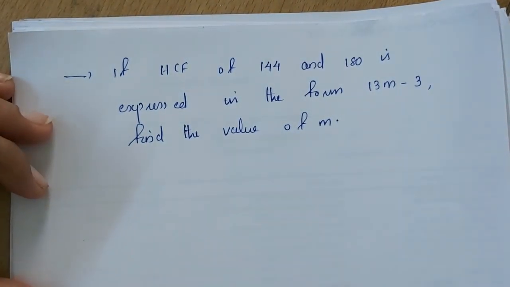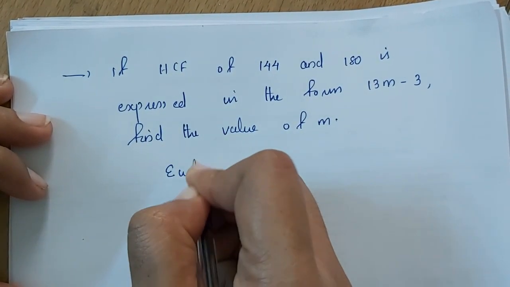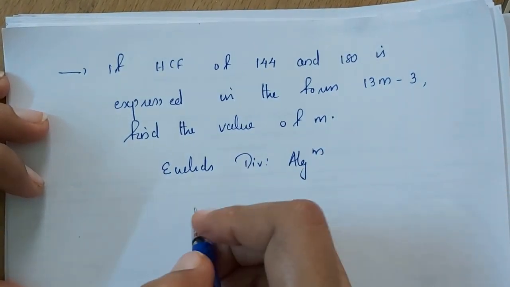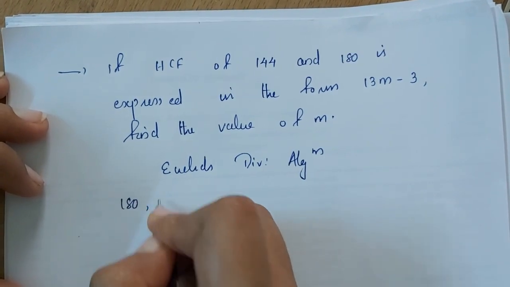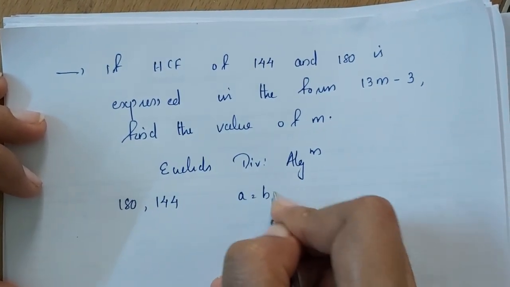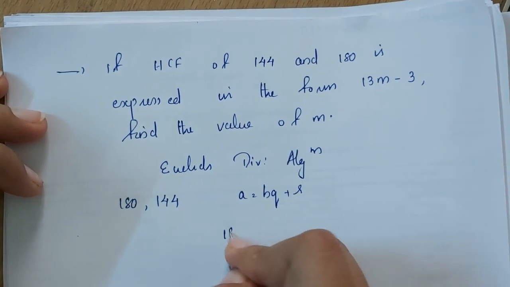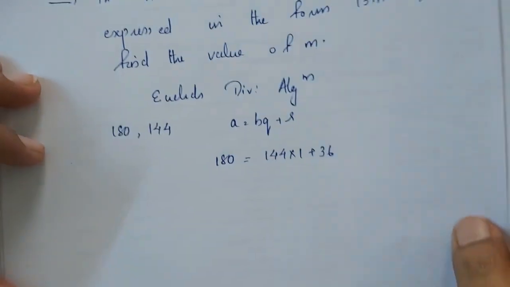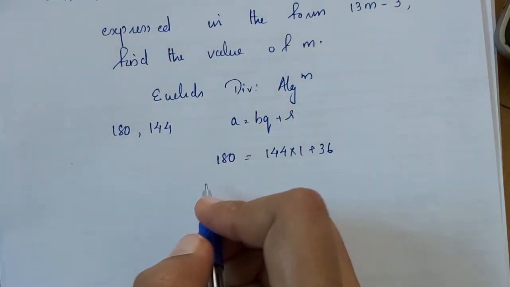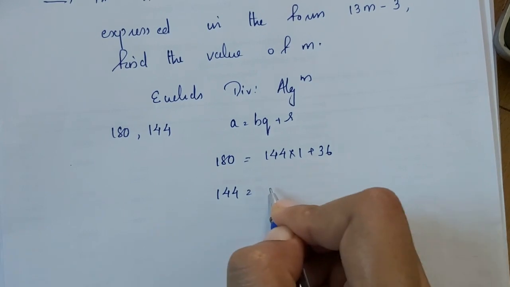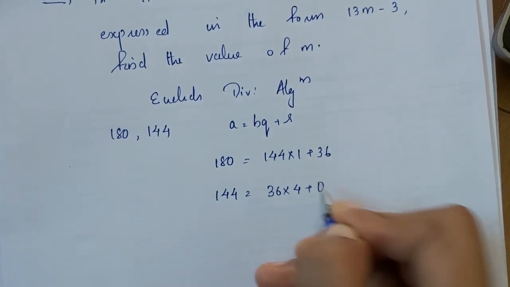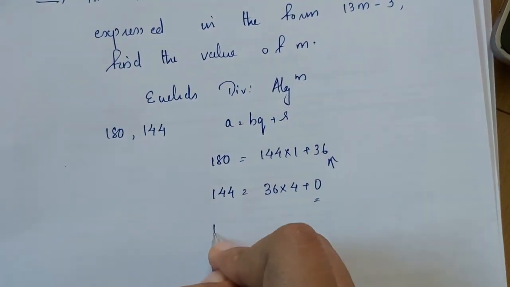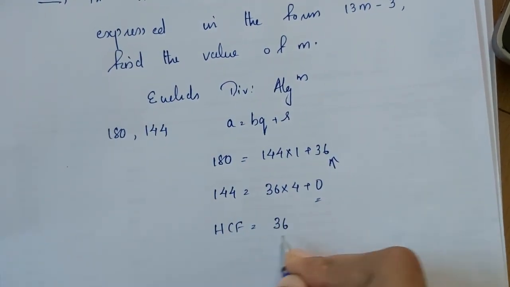A similar question we already discussed, according to Euclid's division algorithm. Numbers 180 and 144: a equals bq plus r. 180 is equal to 144 into 1 plus 36. Okay. 144 is equal to 36 into 4 plus 0. Here the remainder is 0. So we have to go to the previous non-zero remainder. So the HCF is equal to 36.